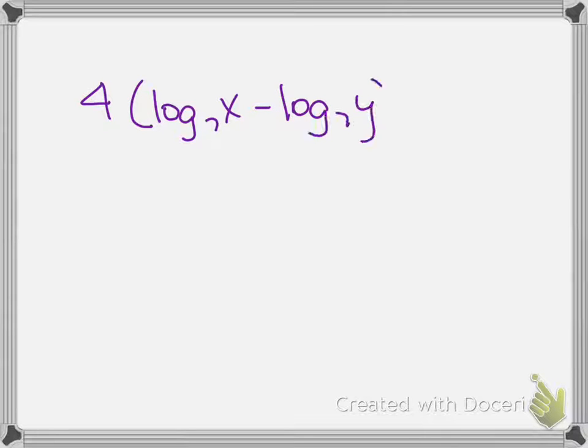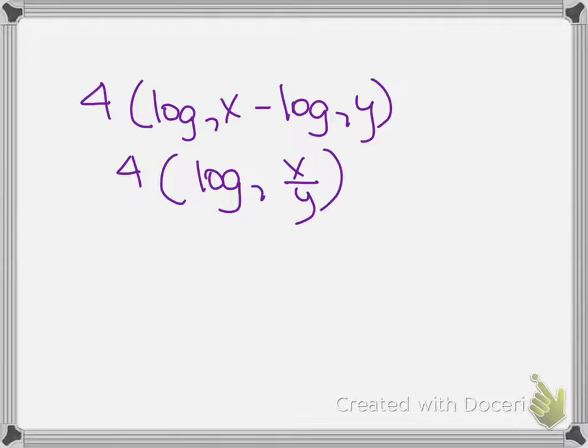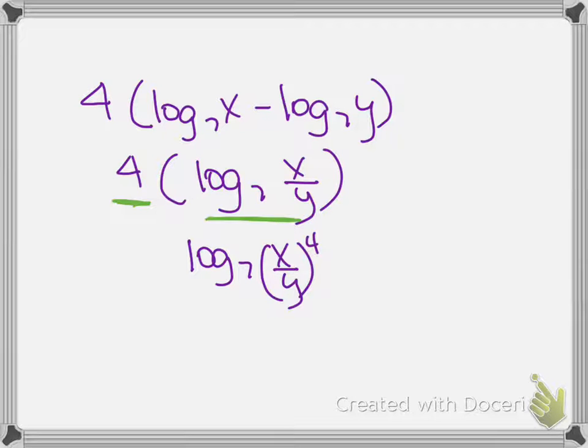Four times the log base 7 of x minus the log base 7 of y. That's going to be division. Because the 4 is outside the parentheses, this time it does affect the entire expression. So it's x over y to the 4th.